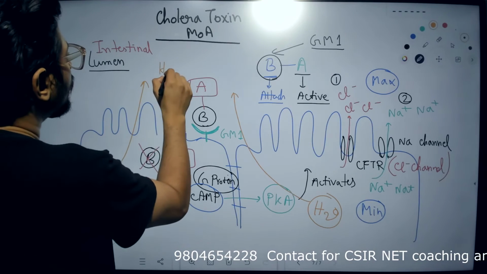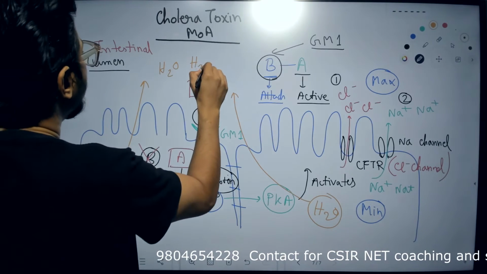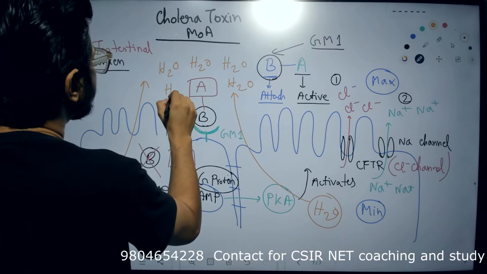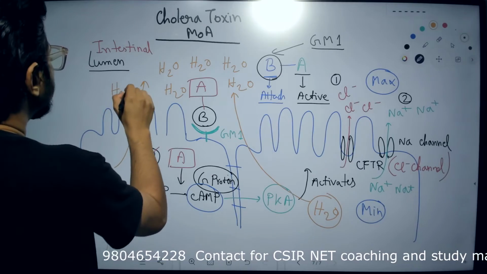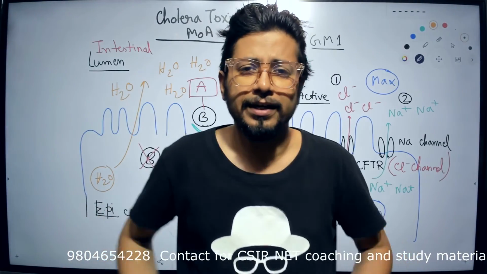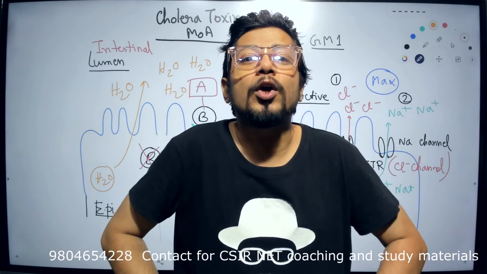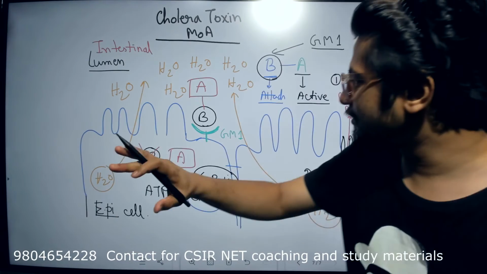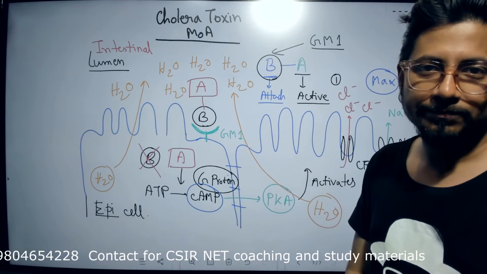So water net movement. So more and more water starts to be filled where? In the intestinal lumen. And this is the place where everything is happening, where the fecal compaction, the feces and everything is present. So more and more water goes to your intestinal lumen. Bloating. Watery diarrhea. This is how the watery diarrhea will be caused.